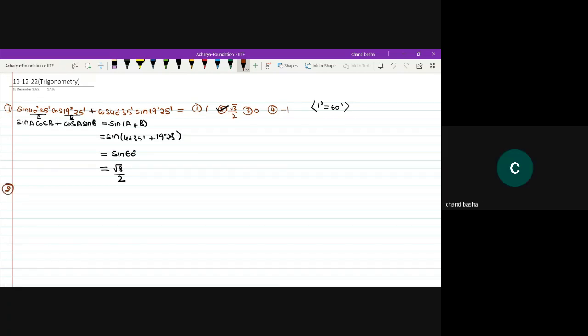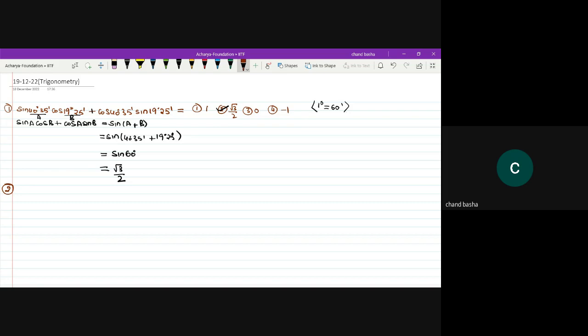It is sine of A plus B. You can add these two. This is the formula I have already given in the previous class. Sine A cos B plus cos A sine B. It is sine of A plus B. We can add these two. You will get 60 degrees. Sir, that is general addition. Yeah, addition of these two. Only sine of A plus B. The sine A cos B plus cos A sine B formula we can use.